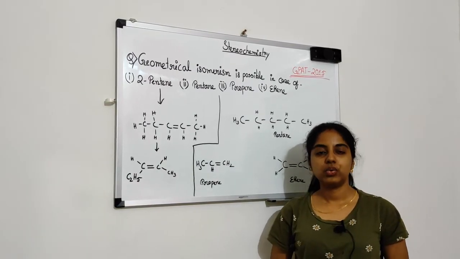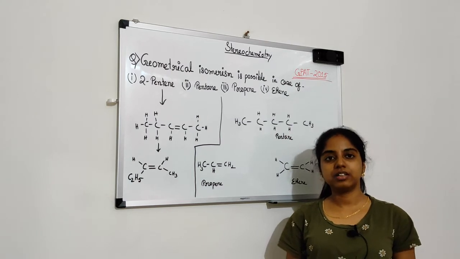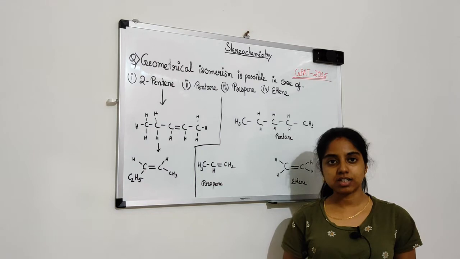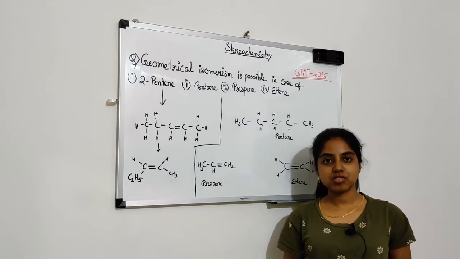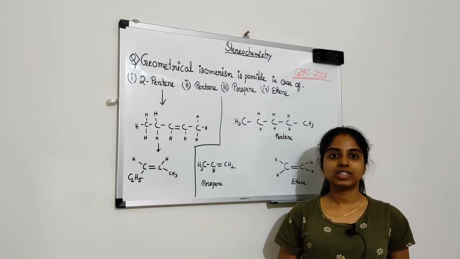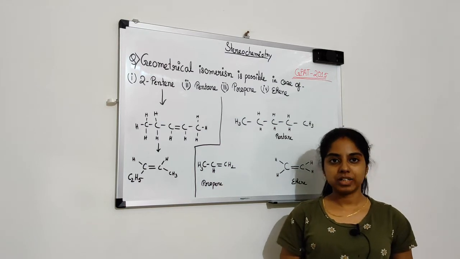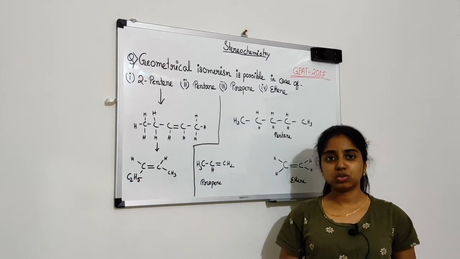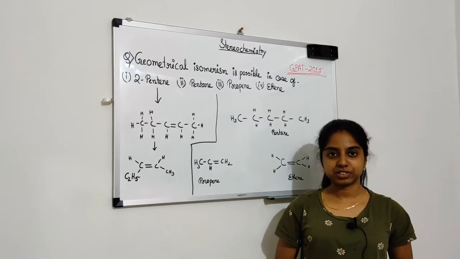Till now we discussed the stereoisomers, the different classifications of stereoisomers, what conformational isomers are, what configurational isomers are, what enantiomers are, what diastereomers are, meso compounds, and what the sequence rule is, right? So based on this topic, we will further discuss the questions which came in GPAT in previous years.